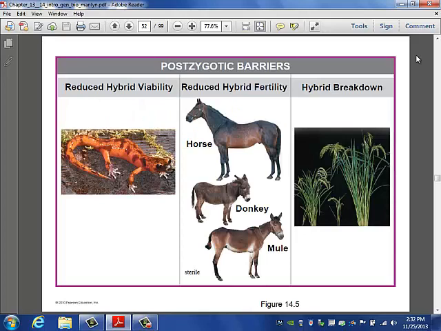Now, what might happen through time if we take the horse and the donkey and keep mating them? We might find one fertile. We might eventually get a mule that's fertile. Okay, well, what if we only have one fertile mule? Then we've lost it. Right. So again, it takes thousands and thousands of years for these to occur.